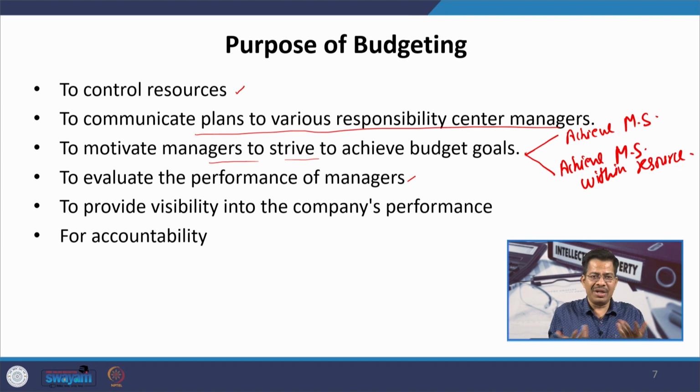So, 2 reasons can be, we may have unrealistic milestones, or we may have limited availability of resources which were not sufficient to achieve those milestones, or maybe the third thing is the manager did not do their work properly. So, all those things are also possible with the appropriate process of budgeting.